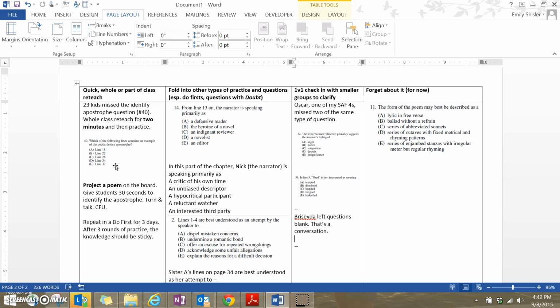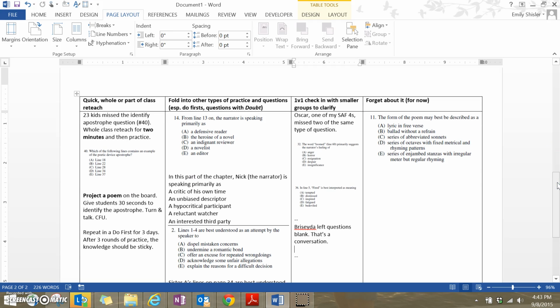And do that three days in a row, and it should be sticky after the third time in a row that students see the same information and understand it. So that's just an example where in 3 to 4 instructional minutes a day, I can cement the understanding of what an apostrophe is so they never miss that again. Those types of questions, the identify level, the define kind of Bloom's questions, are easier.